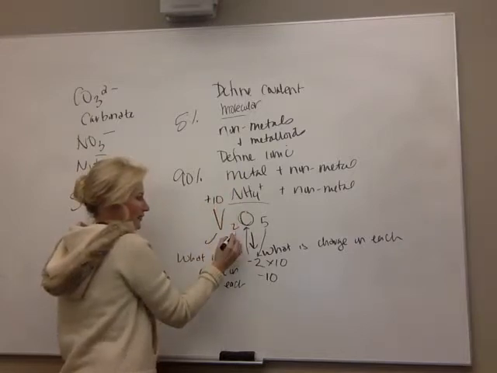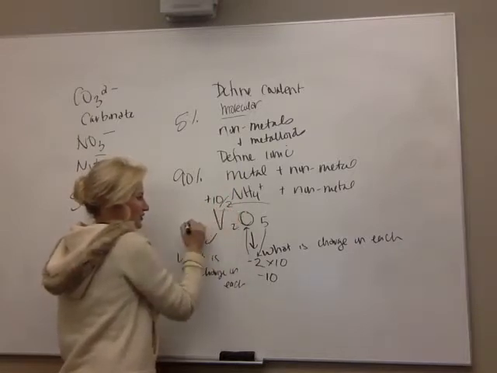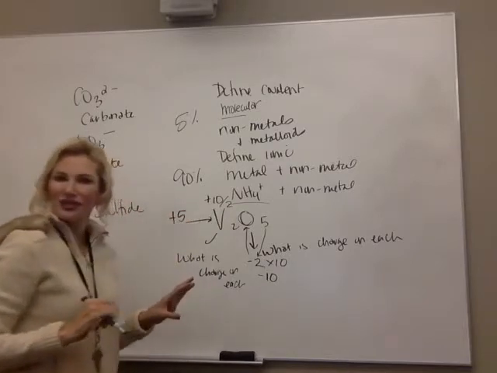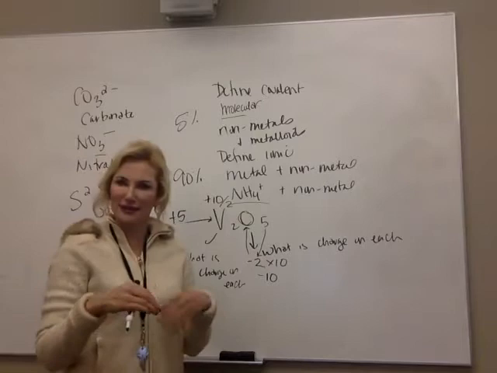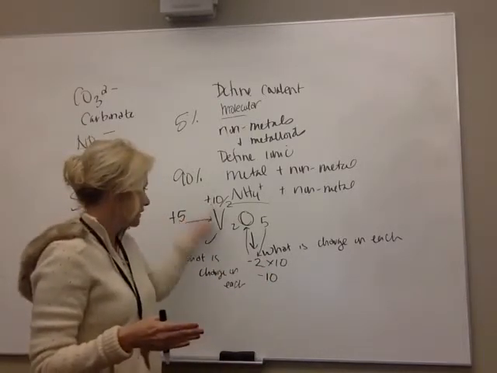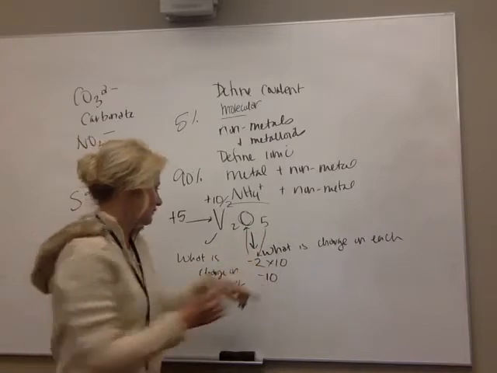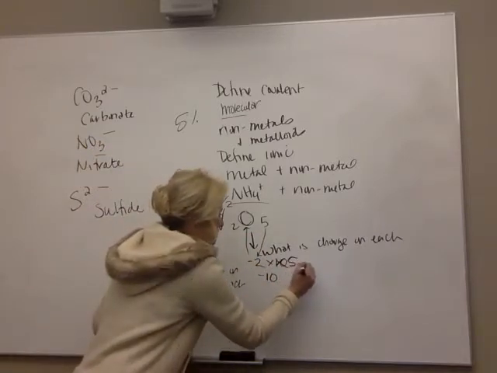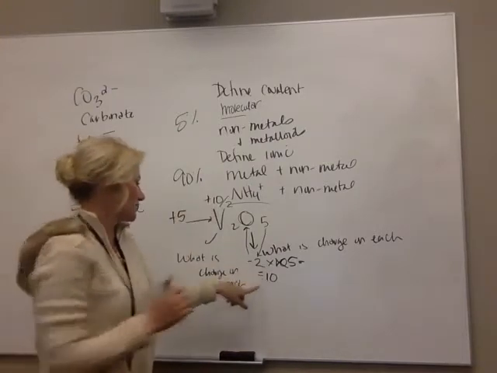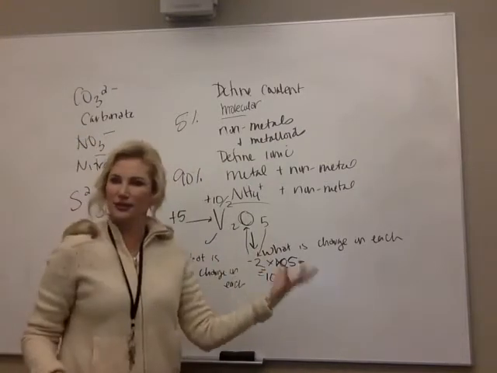But how many do I have? 2. So what's each one? +5. Yeah. So each individual has to, you multiply it by how many individuals to get your net charge, +10. -2 times 5, oh, I put times 10, times 5 gives you 10. And so the +10 plus the -10 equals 0.